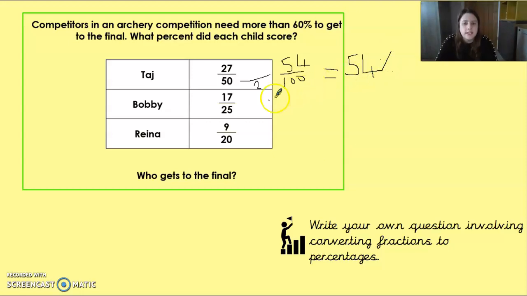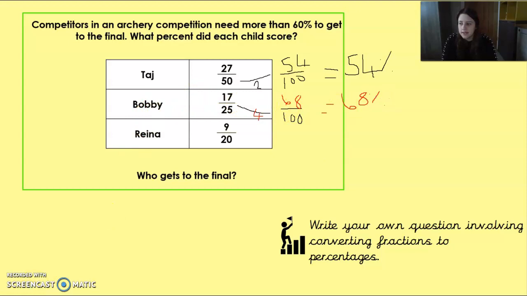Okay, so we know we got 54. Bobby is 17 out of 25th. So we need to make this out of 100. Maybe I'll do that as a different colour so it doesn't merge in. So we times 25 by 4 to get 100. So 17 times 4 is 68. So then that means Bobby gets 68%. Hopefully you managed this one.